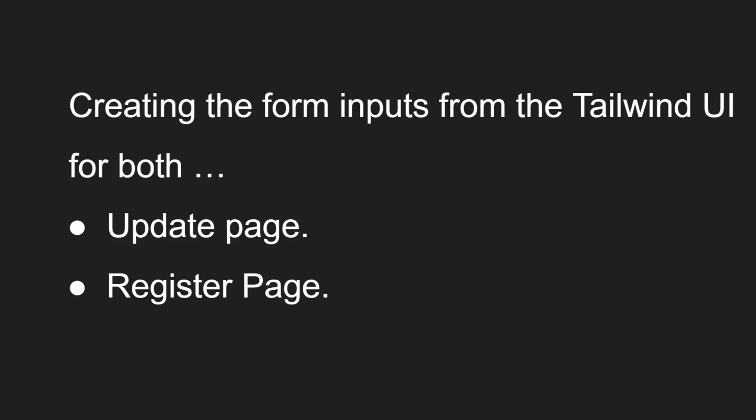Now, in this section, we are going to create the form inputs from the Tailwind UI for both the update page and the register page. So we are going to take already made registration form inputs, and then we are going to customize them the way we want to use them in the application.